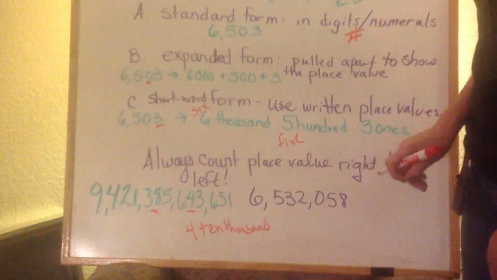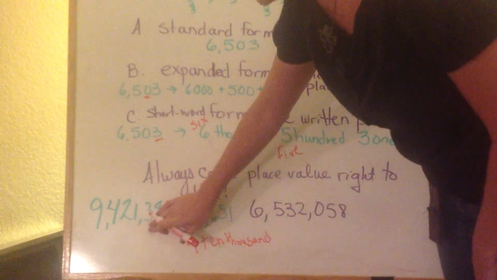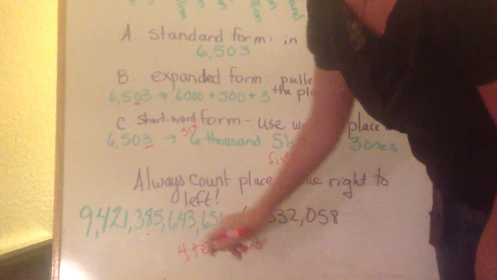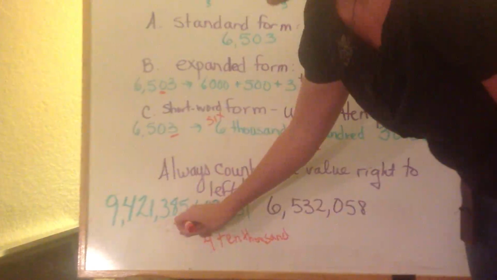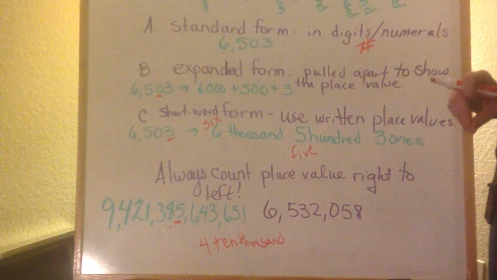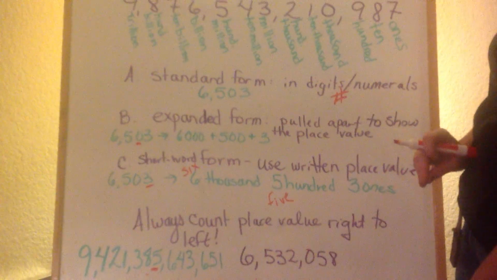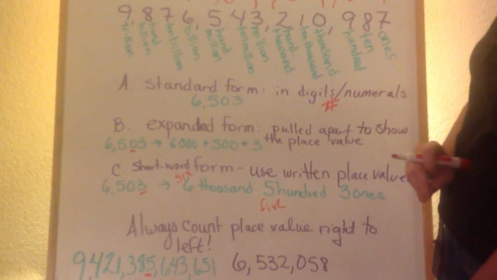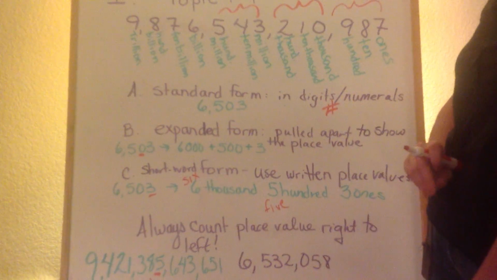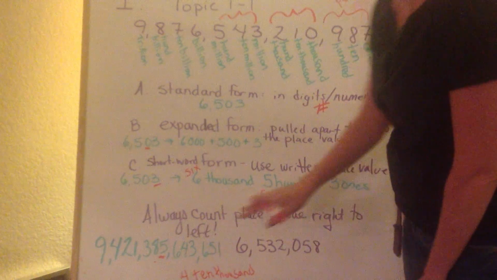I would like you to try right now. I would like you to tell me what the place value is for this 5. If you said million, then you are correct. Good job. So now we're going to talk about reading the numbers.